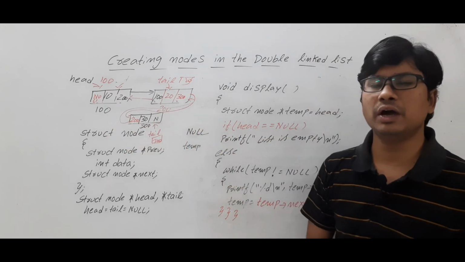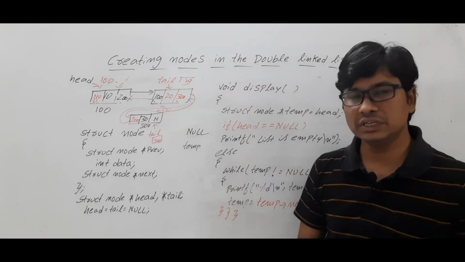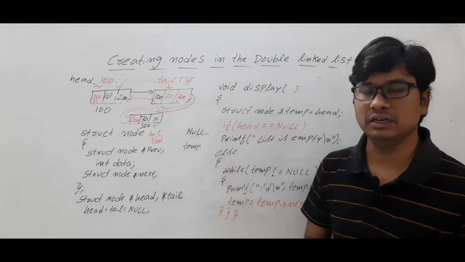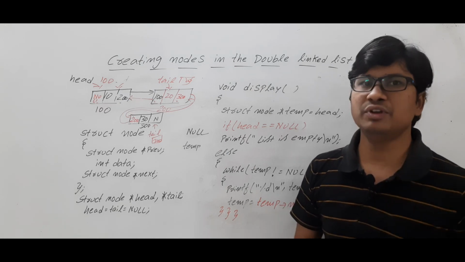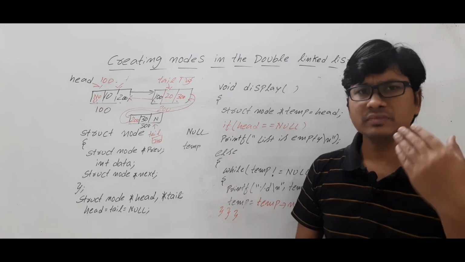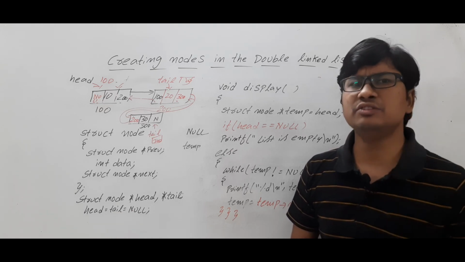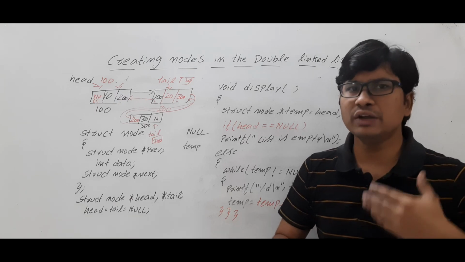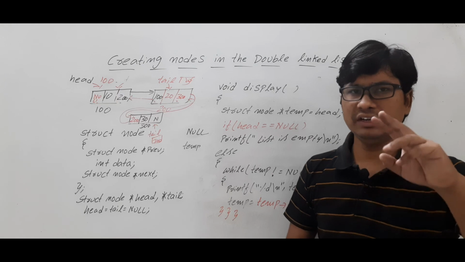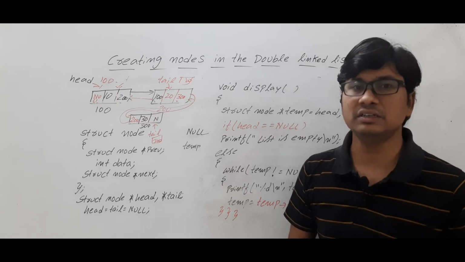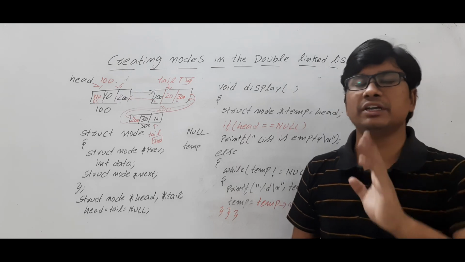I hope you have understood how to create the nodes in the double linked list and how to display the data in the double linked list. If you still have any doubts related to this concept, feel free to ask me in the comment section. I will try to clear your doubts as early as possible. In the next video, I will discuss how we can insert nodes in the double linked list. I will discuss three scenarios: inserting at the beginning, at the end, and after a particular position.